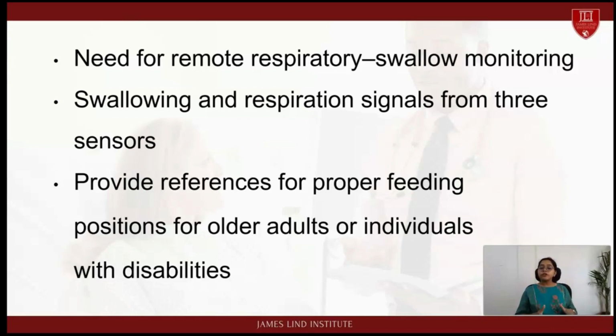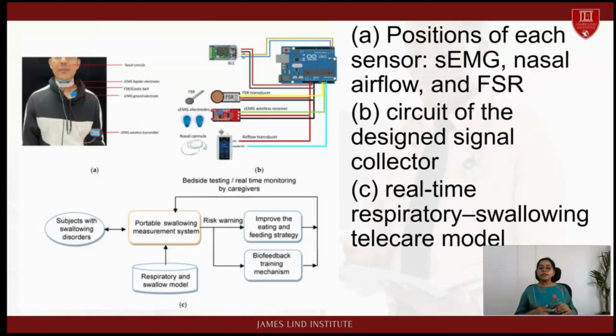So this information will be helpful for proper feeding positions for older adults as well as people with disabilities. This information will help them have proper feeding positions so that it will prevent any risk or any adverse situation that may occur. So in this picture again, you can see the sensors that are placed over the patient's body, and then there is a circuit, how it works, and finally we have this entire telecare model.